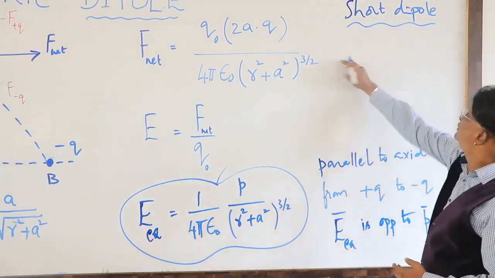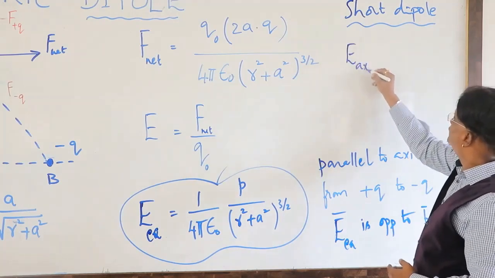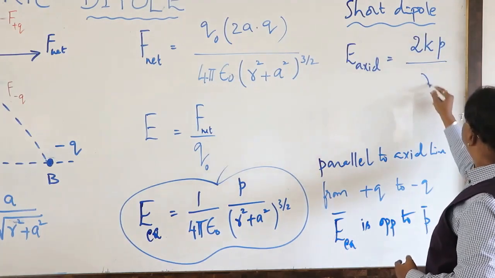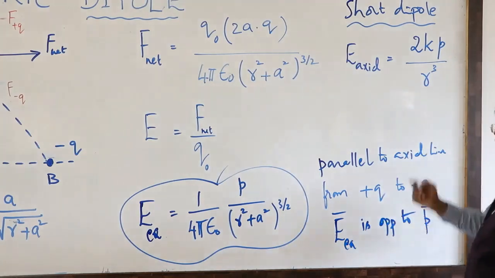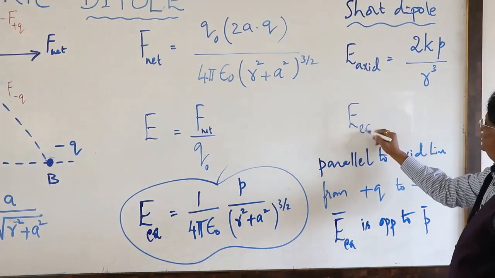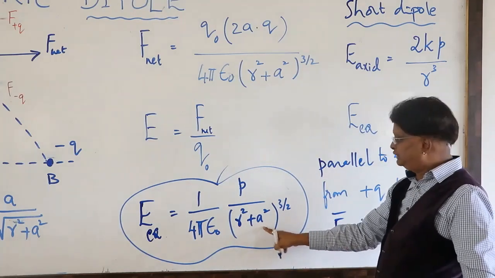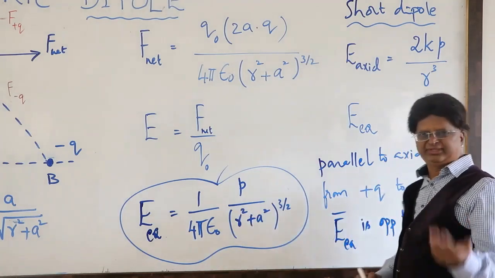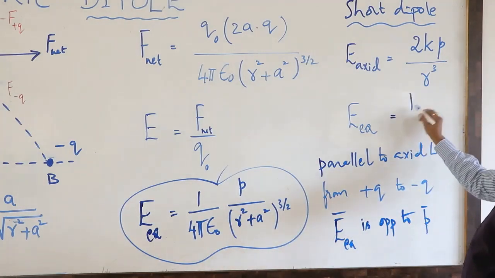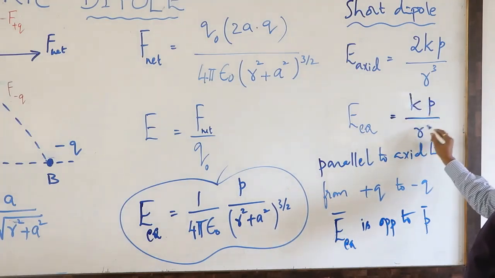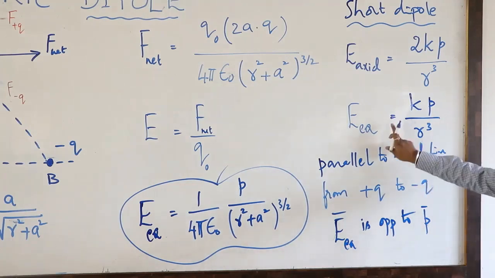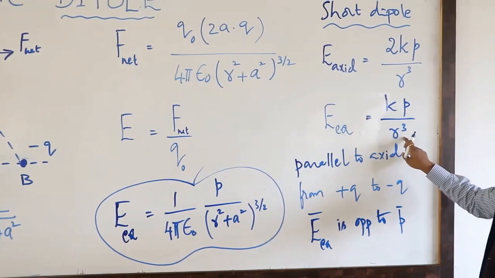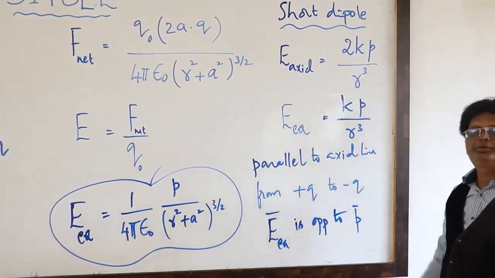Therefore now, for a short dipole, E axial, one more time I would like to remind you, is 2kp by r cube, of course the direction parallel to p. Now here, what is E equatorial? Here if a square is neglected, r square whole power 3 by 2 becomes r cube. This 1 by 4 pi epsilon naught, the same k I have taken, right? So this is kp by r cube. E equatorial, short dipole, is k, 1 by 4 pi epsilon naught, times small p by r cube. Now these are the two important results.